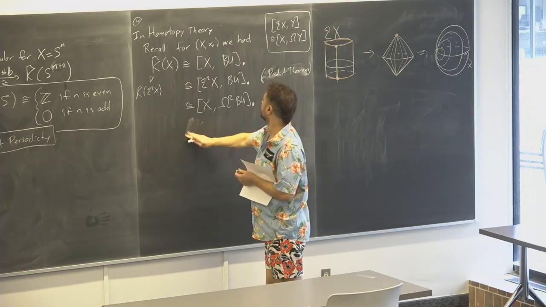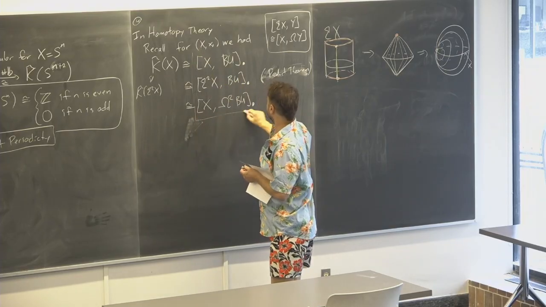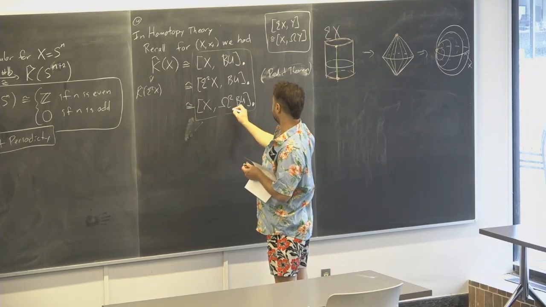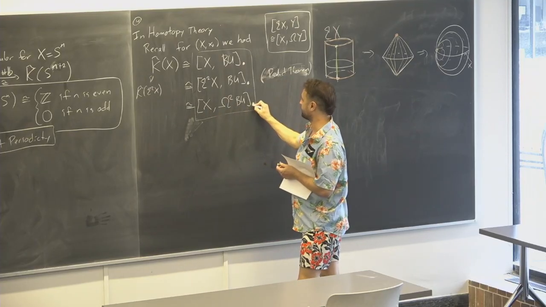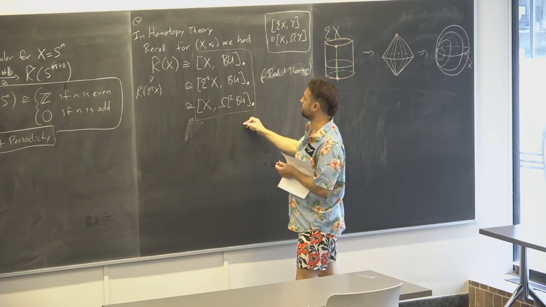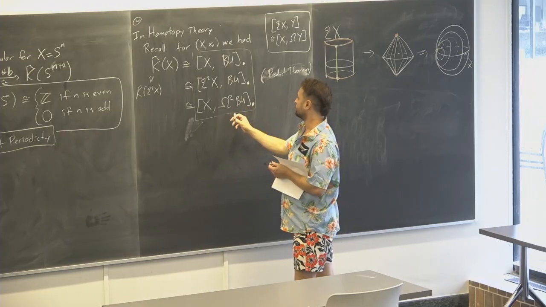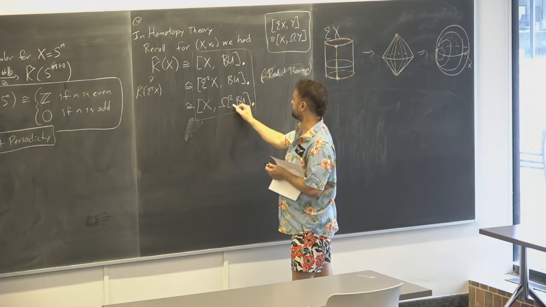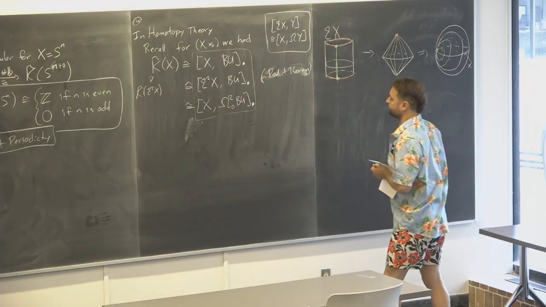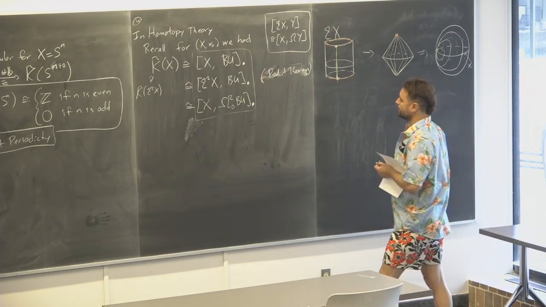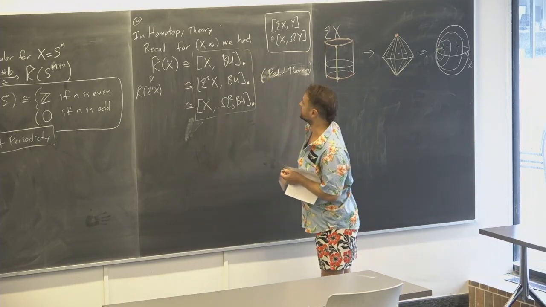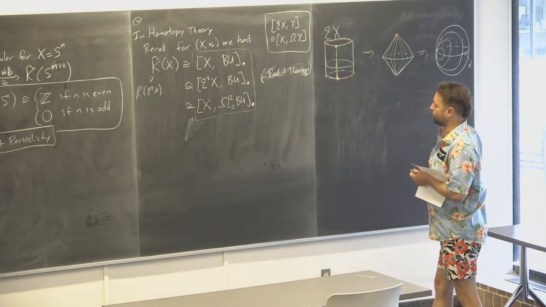So, yeah, take a look at this. In particular, since this is only picking up stuff in the base point component, let's say for X connected, this is the same as maps into the base point component of this twofold loop space. So these two things are both representable functors on the homotopy category.